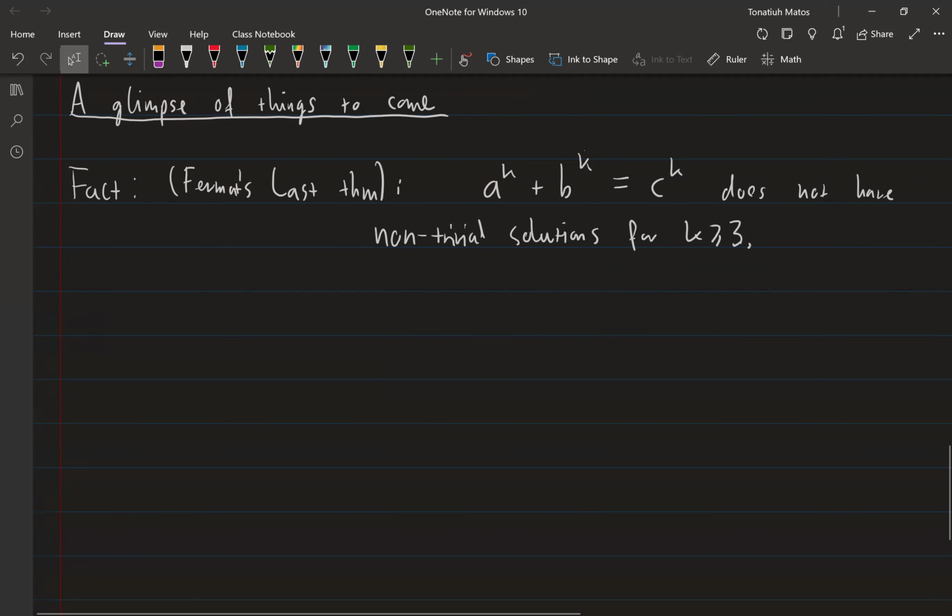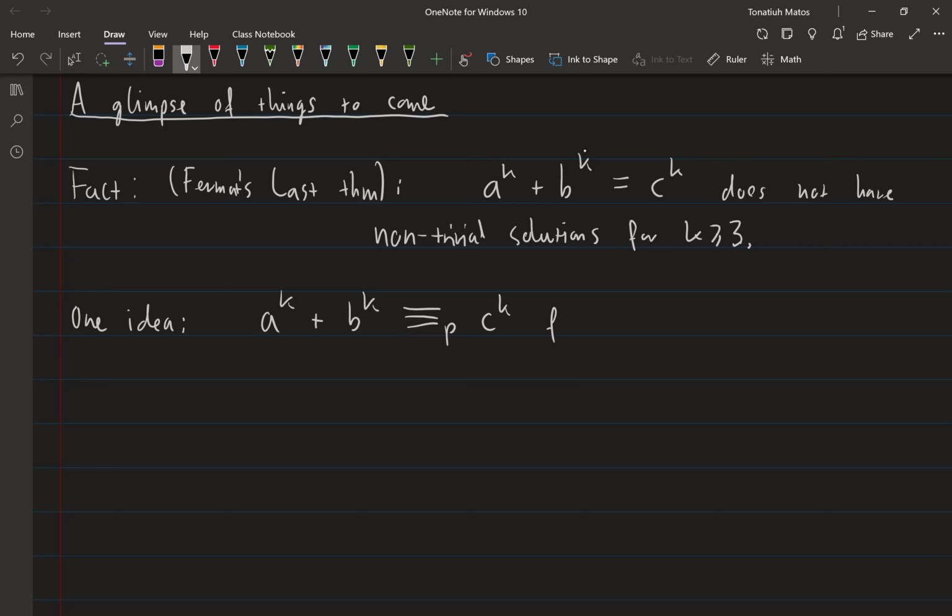Anyway, so I'm trying to prove that this equation doesn't have a solution for a certain condition. So one idea to solve Fermat's last theorem would be to take this number and reduce it mod an adequate prime p, right? For some large prime, some very large prime, but anyway, for large prime.